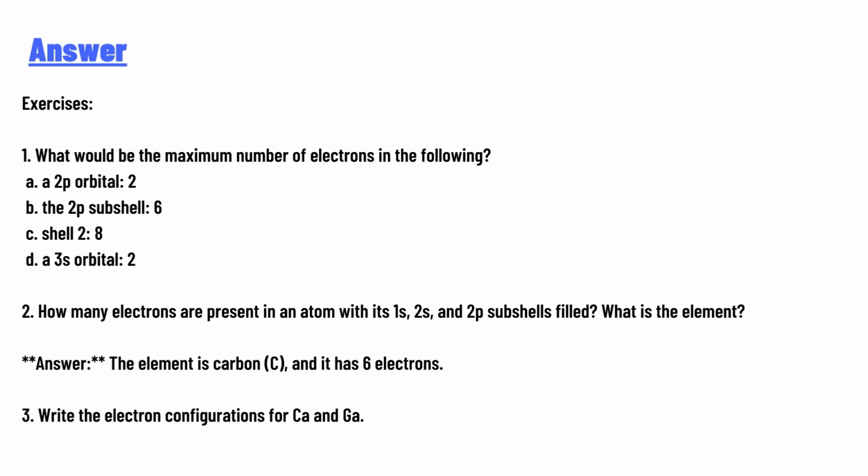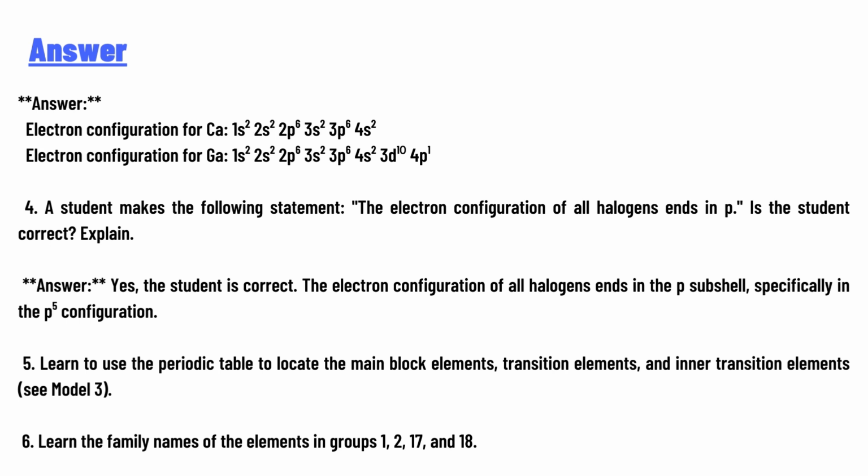Third, write the electron configuration of Ca and Ga. Answer: electron configuration for Ca: 1s2, 2s2, 2p6, 3s2, 3p6, 4s2. Electron configuration for Ga: 1s2, 2s2, 2p6, 3s2, 3p6, 4s2, 3d10, 4p1.